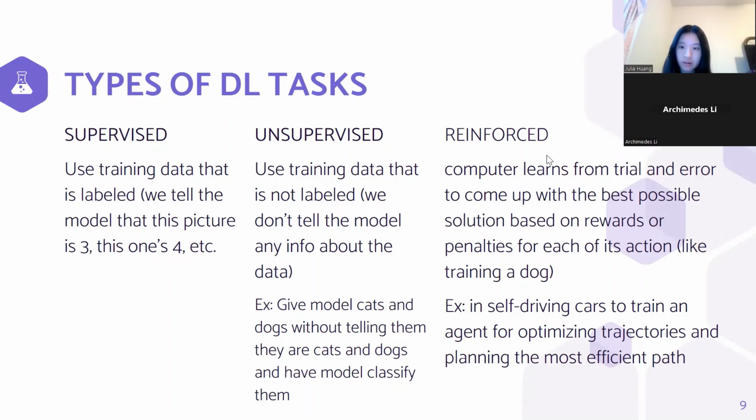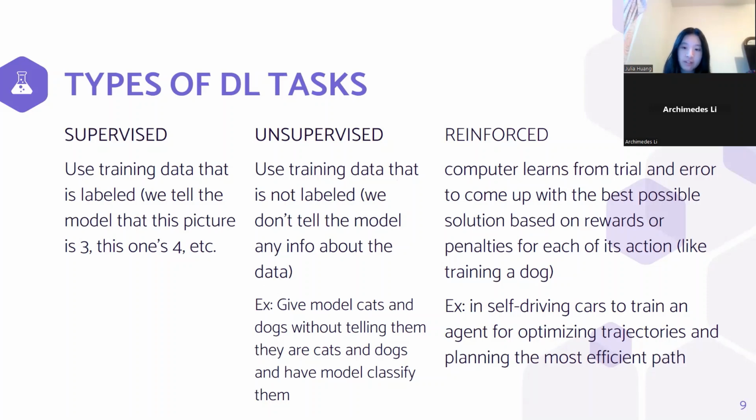That basically means that the computer learns from trial and error to come up with the best possible solution based on rewards or penalties for each of its actions. This is very like training a dog. For example, if a dog can jump through the hoop, then we give it a treat. If the dog does not jump through the hoop, then we do not give it a treat.